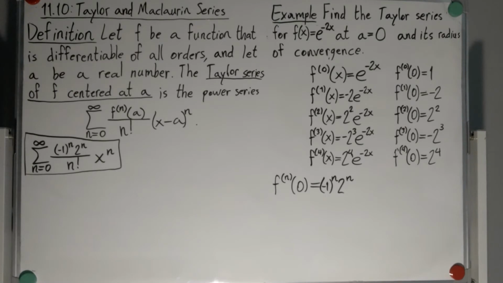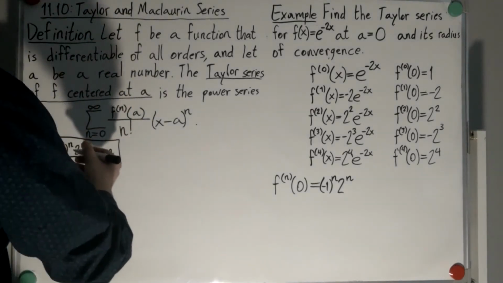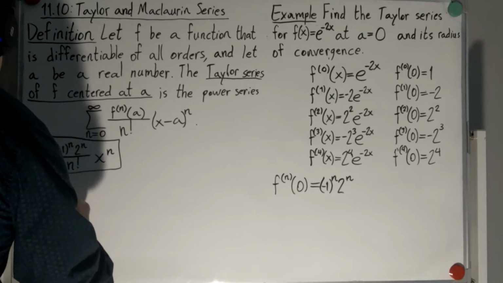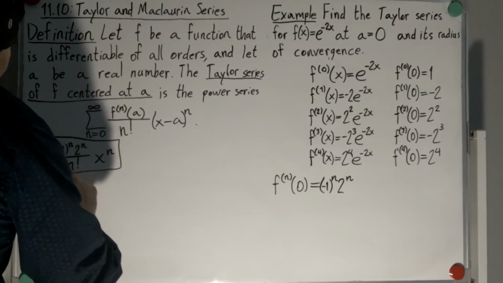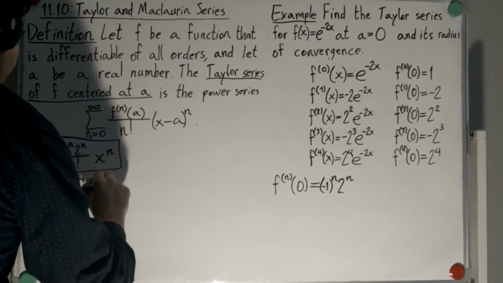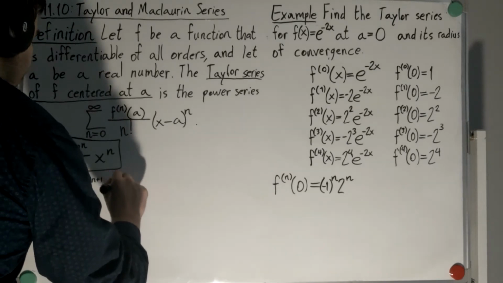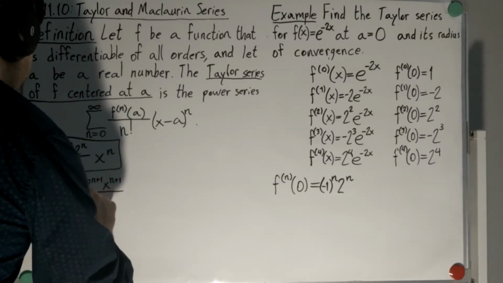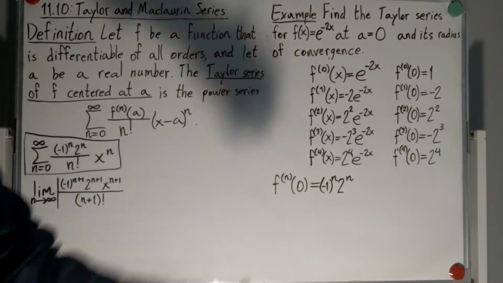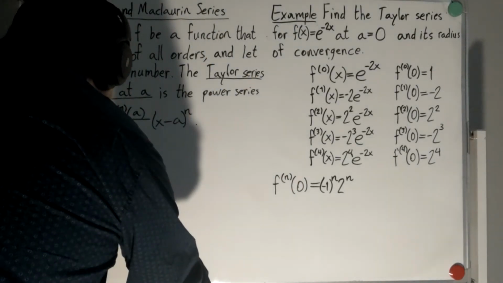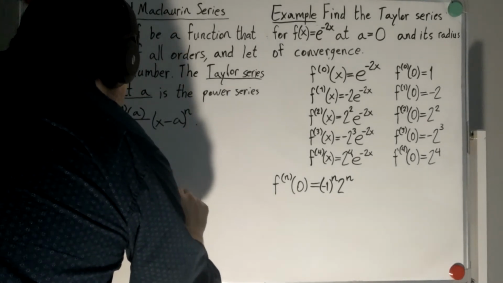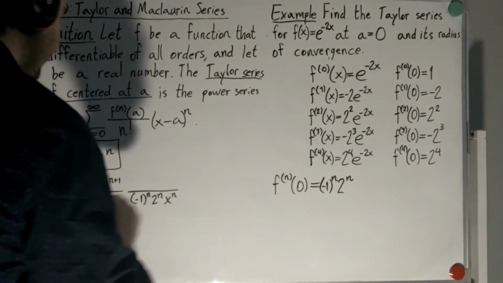Okay, so then if you want its radius of convergence, it's another ratio test. So you take the limit as n approaches infinity of the absolute value of (-1)^(n+1) 2^(n+1) x^(n+1) divided by (n+1) factorial, then divide that by (-1)^n 2^n x^n divided by n factorial.